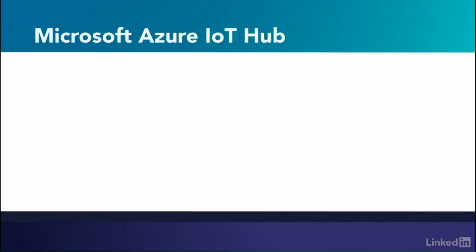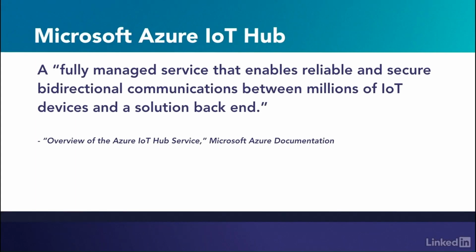Microsoft Azure IoT Hub is a fully managed service that enables reliable and secure bidirectional communications between millions of IoT devices and a solution backend. It provides device-to-cloud and cloud-to-device communication options, such as messaging, file transfer, and request-reply methods. It also provides authentication and secure connectivity, support for MQTT, HTTP, AMQP, and custom protocols, as well as SDKs.